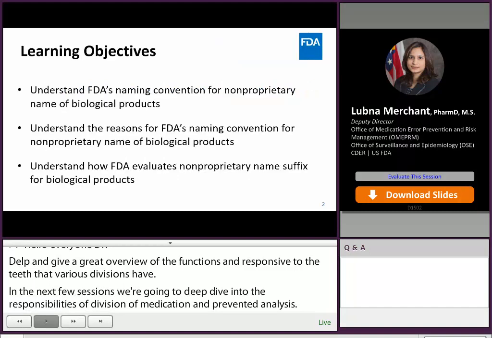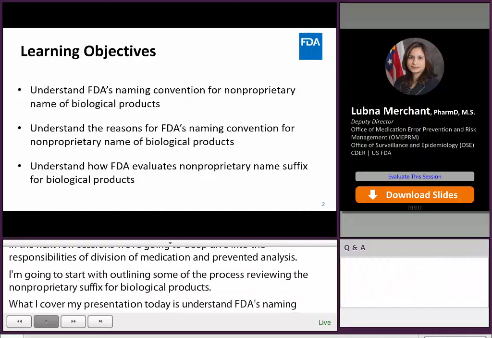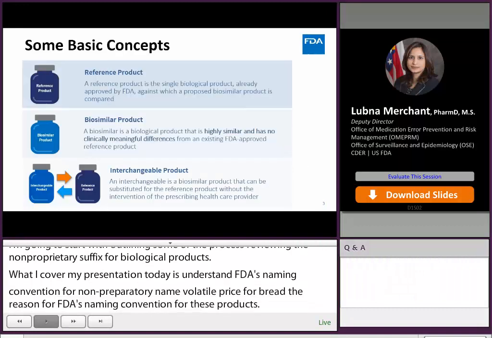What I'll cover in my presentation today is to understand FDA's naming convention for non-proprietary names of biological products, provide the reasons for FDA's naming convention for these products, and also go over the process of how FDA evaluates the non-proprietary name suffix for these products. So let's start with some basic concepts.